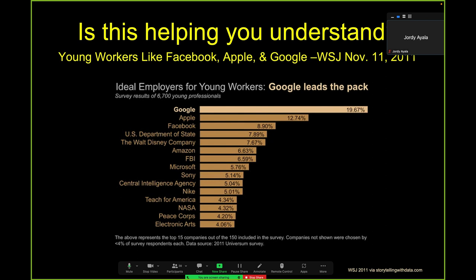But now, is it clear that Google and Apple and Facebook are the most popular picks? Yeah, it's better because it's more like visualized. Yeah, it's all the same percentages are there, right? The ranks are still there. Google is number one, Apple's number two, Facebook's number three.